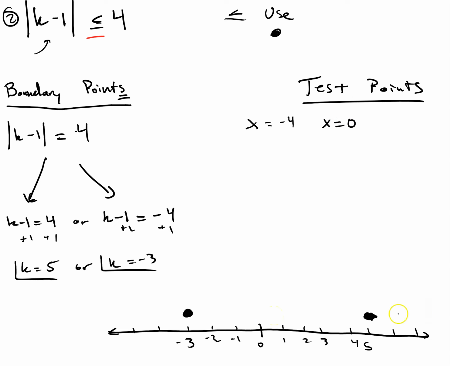And then I need to pick any point from region number 3. So I'm going to pick 6. X equals 6 is the next point over into the region. That is a whole number. All right, now plugging this into the original inequality.